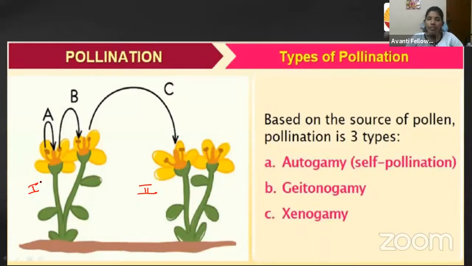So understand: autogamy is the transfer of pollen from the anther to the stigma of the same flower. Geitonogamy is the transfer of pollen grain from the anther to the pistil of a different flower of the same plant. The same plant has two flowers, and pollination takes place between those two flowers. And xenogamy is where the pollen grain transfers from one plant to another plant.